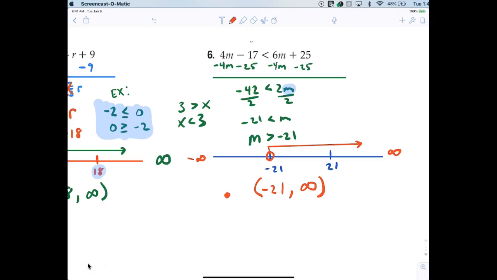Good for you. Why is it open? Open because it doesn't include. All right, it's open because it does not include. Yes, so we're looking for the bottom part, the parenthesis with negative 21 and infinity? Yep. That's what we're looking for. Okay, then I understand it.